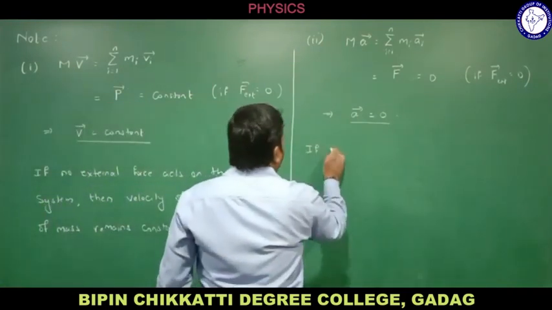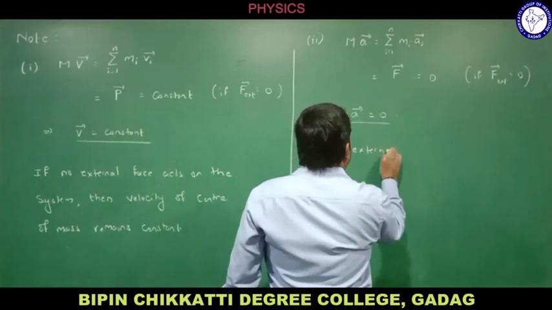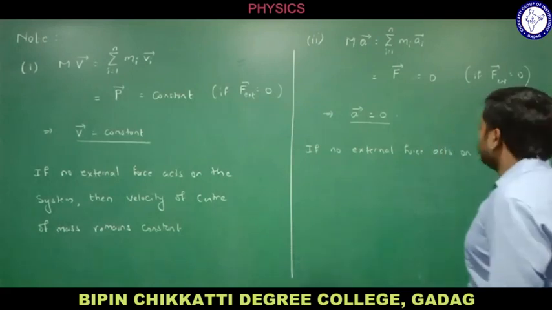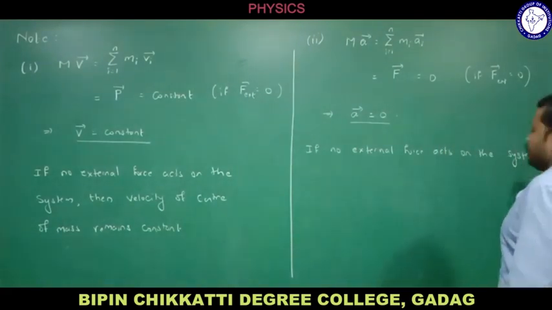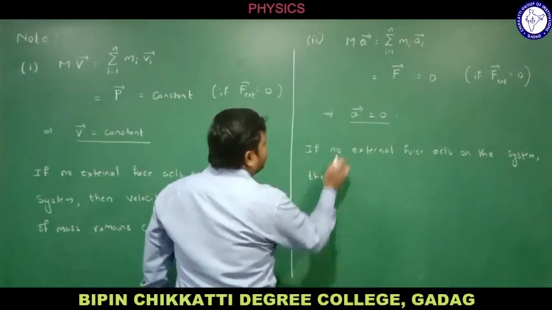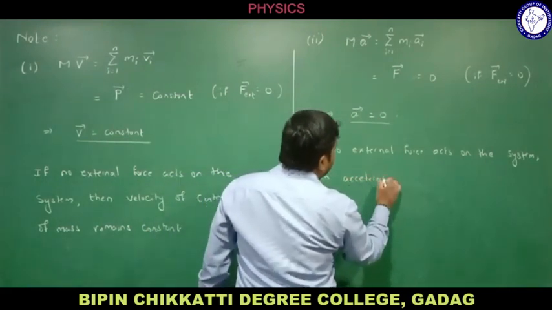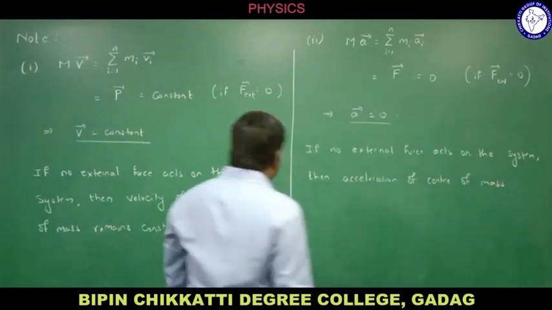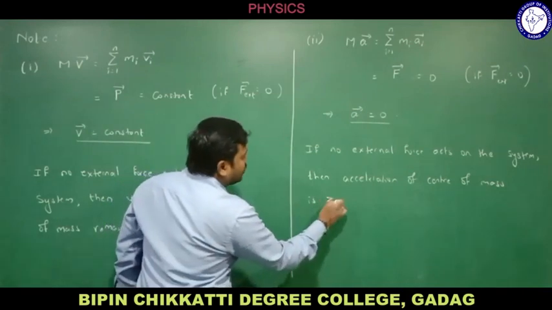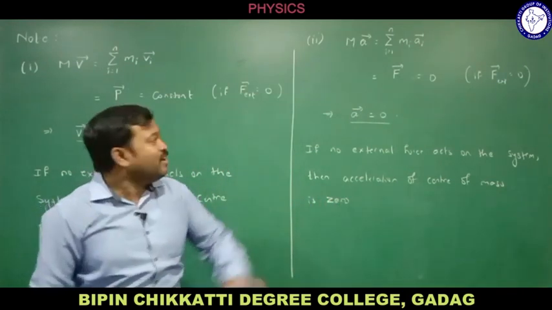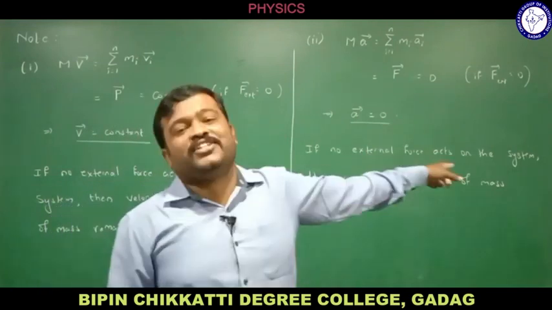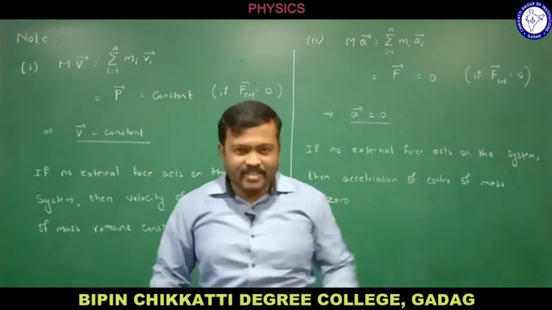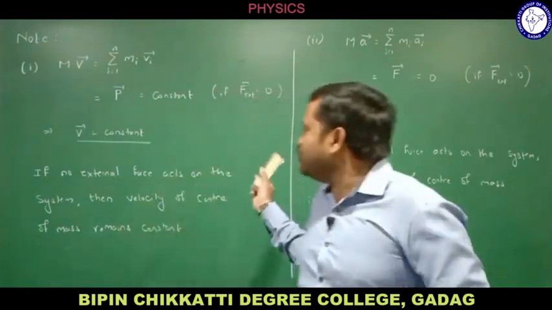If no external force acts on the system, then, I'm speaking about acceleration, whose acceleration? The acceleration of the center of mass. What is the acceleration of the center of mass? It is 0, right? Do remember, if no external force acts on the system, acceleration remains 0, right? That is, if force equals 0, acceleration is also equal to 0, right? Simple. Let me conclude this session with these 2 points, right?